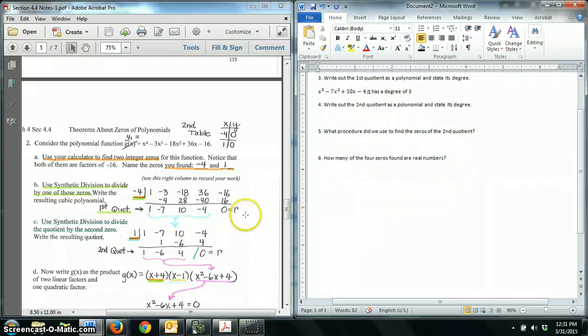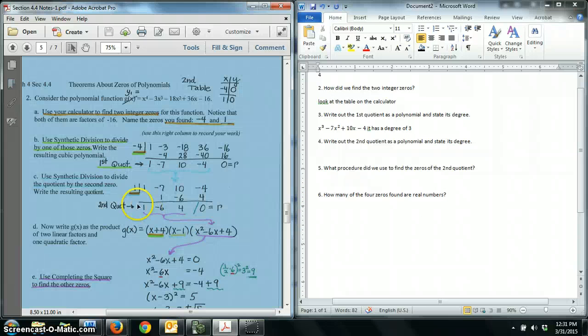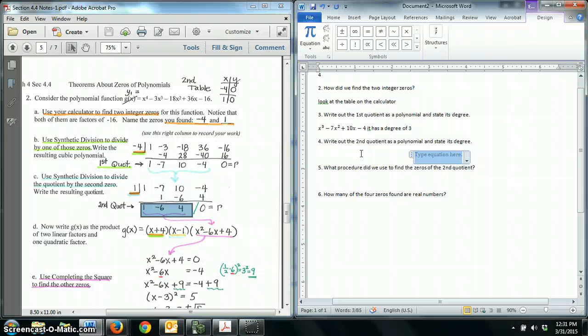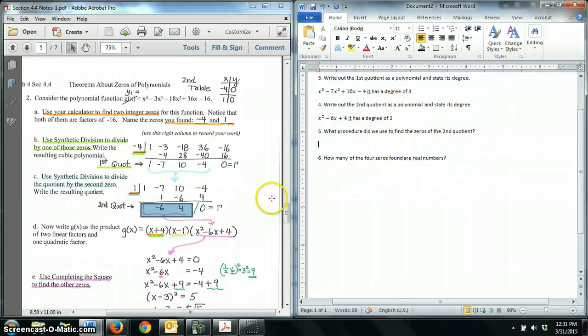Write out the second quotient as a polynomial and state its degree. We'll take a look. This is the second quotient right here, and you see here's the polynomial that results. So the polynomial for that one is going to be, after we divided the cube, it became a squared, so it's -6x plus 4. And its degree, it has a degree of what? It's 2. What procedure did you use to find the other two zeros? You see it says completing the square, so that's that.